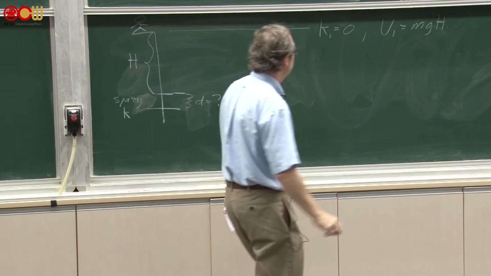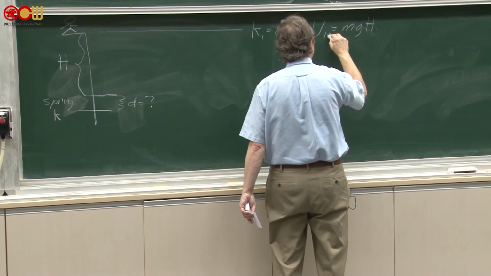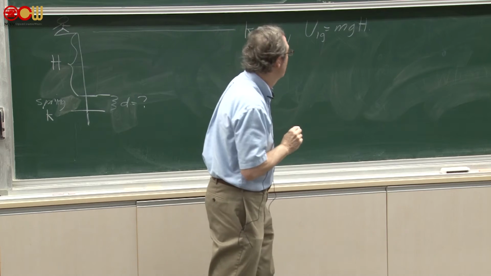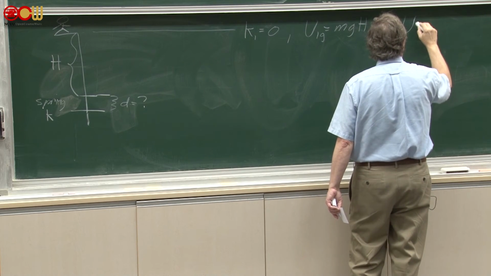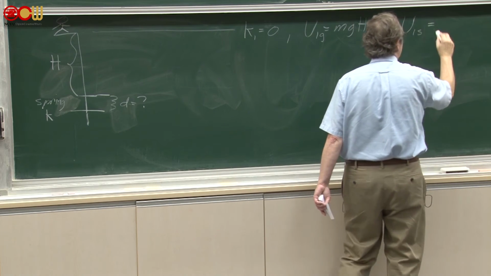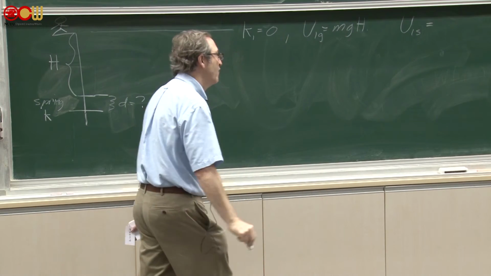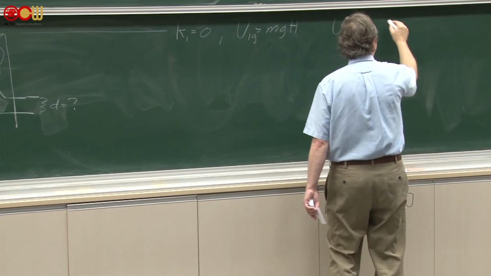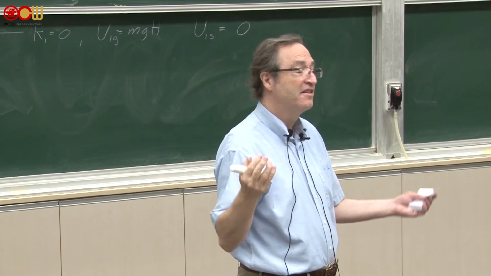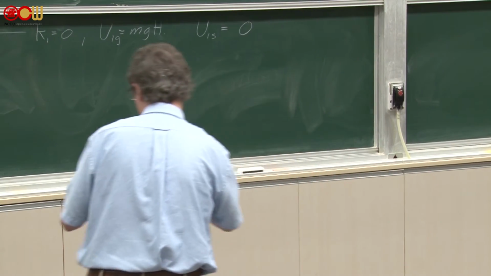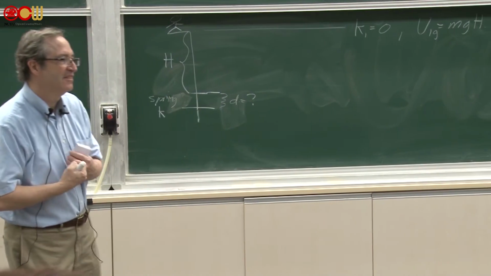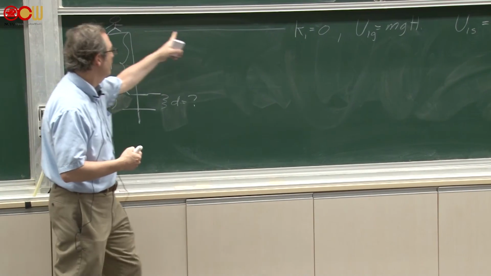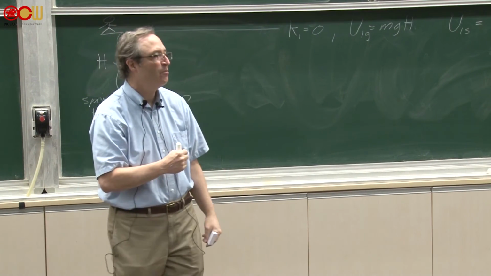All right, so this is 1g, gravity. What's the spring potential energy at that point? All right, why is that? Why is it 0? Nothing's happening to the spring. Good. All right, pick another position. Just like he picked up here, you pick another position.